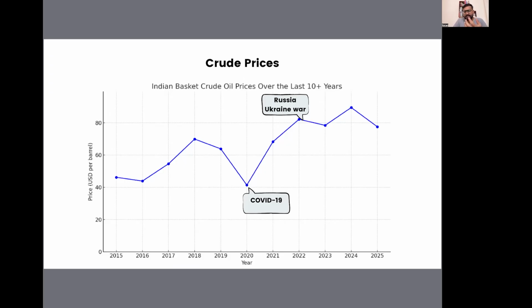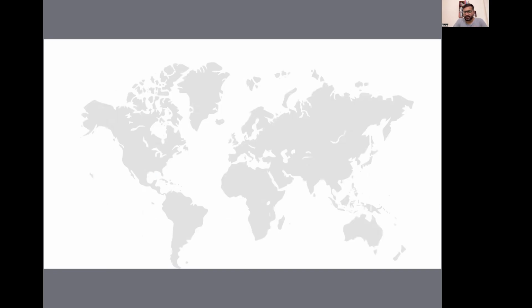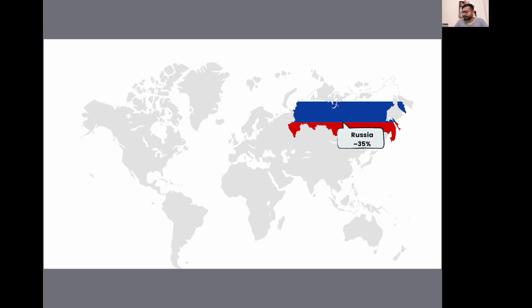Now, if we see which are the major countries from where India is importing oil, and as we have already discussed, India imports 85% of its crude oil needs. So we import 85% of our crude oil needs. So we are majorly dependent on imports. The major source is Russia. From Russia, we import nearly about 35% of our total imports.